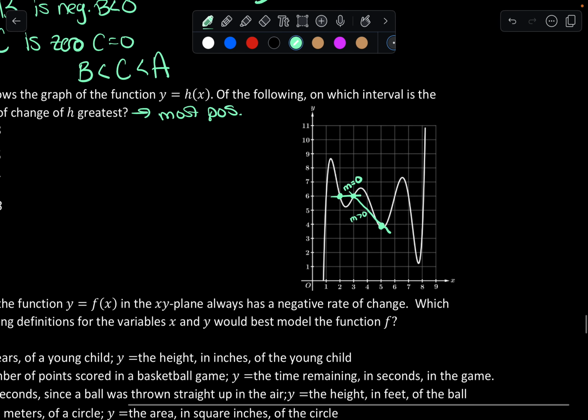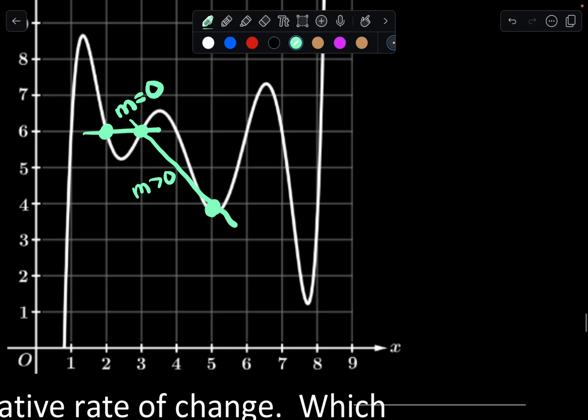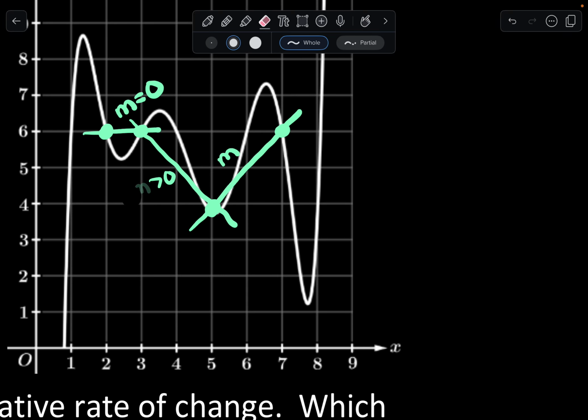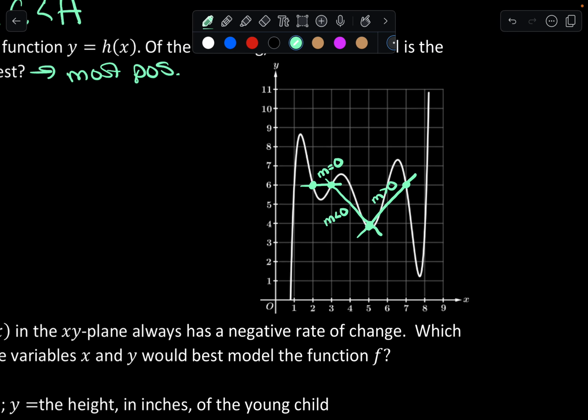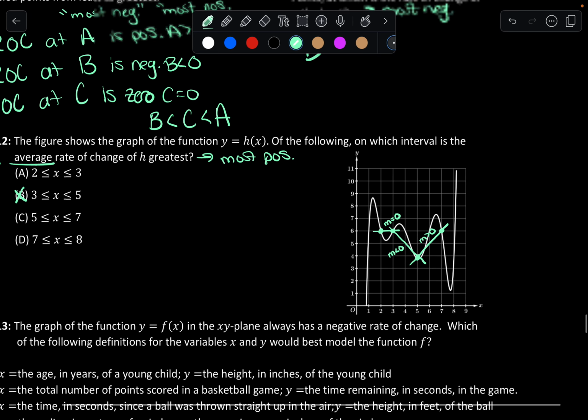If we look at C, we have 5 to 7. So from 5 to 7, let's connect that secant line. That is going to be m is greater than 0. And I messed up my notation for B. That should be m is less than 0. And then m is greater than 0 for the third one. So now the possible candidate is going to be C because the slope of the secant line for C is greater than 0, but for A it's equal to 0.